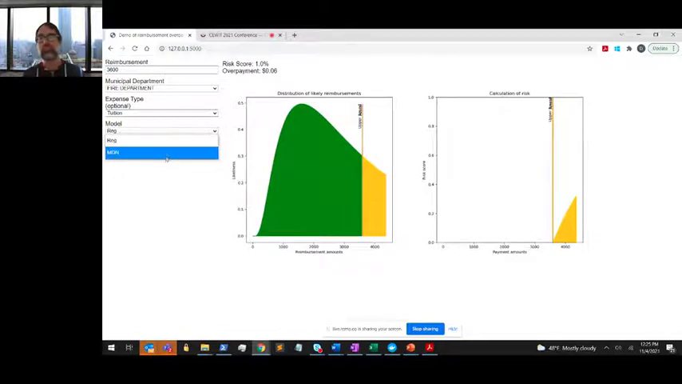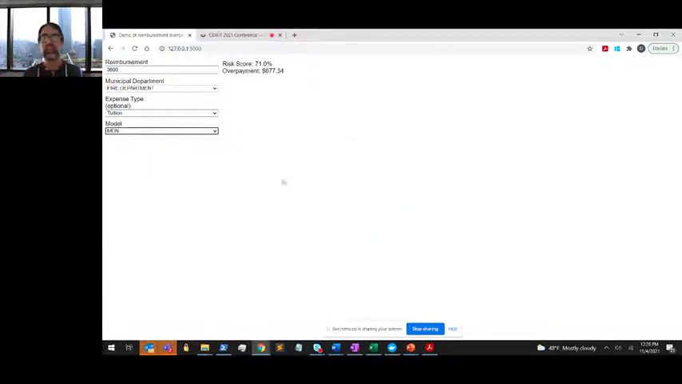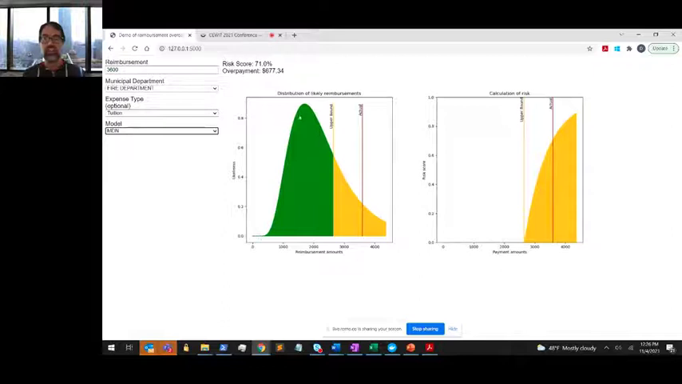But when we switch this to the MDN, we'll see that this tightens up substantially. It's able to much more finely tune uncertainty and spread around that mean. And what was basically a zero risk and zero overpayment turns into an estimate of 71% probability that there's a problem, and over $600 of potential overpayment in that amount.